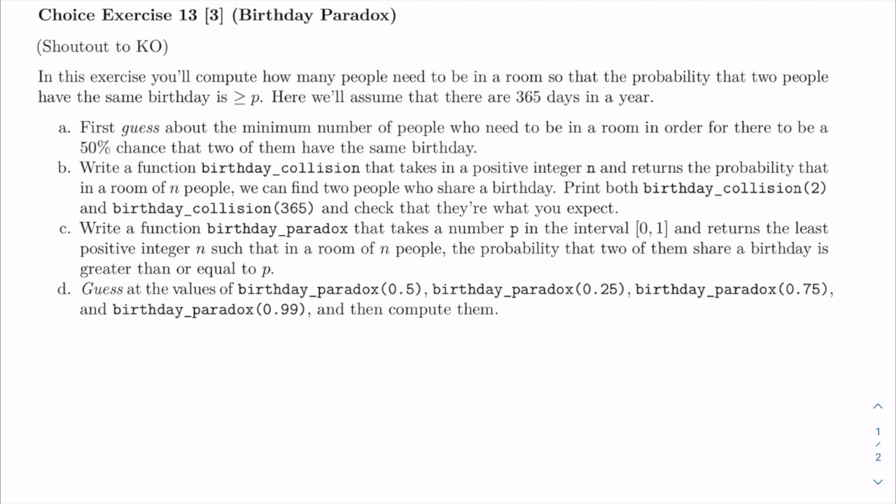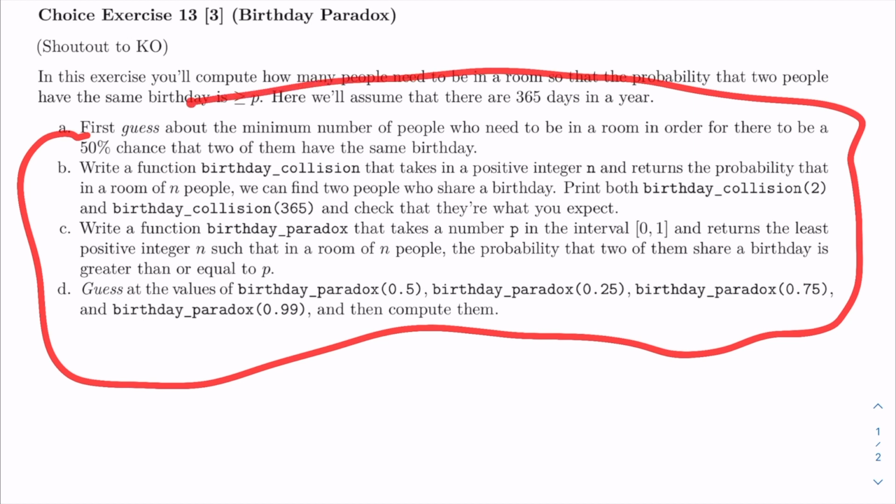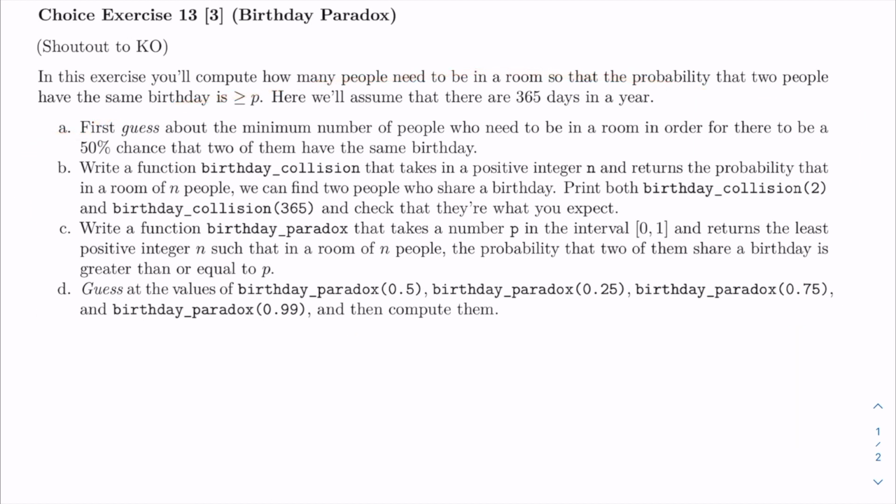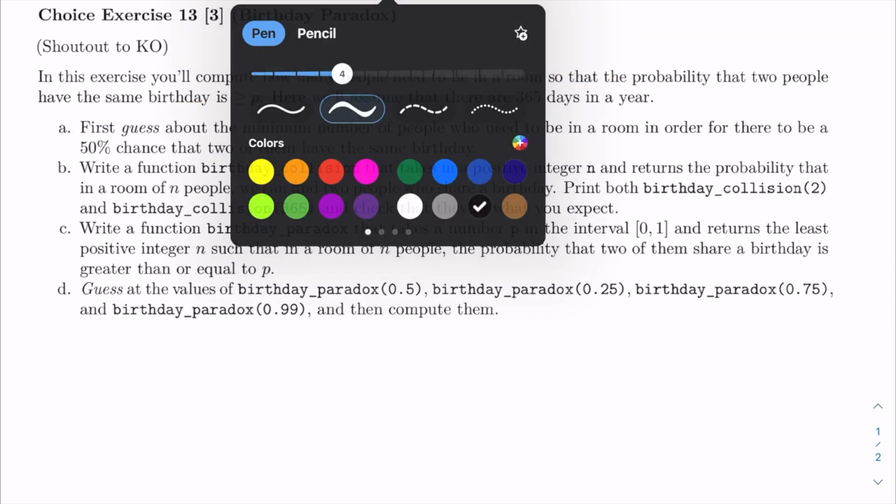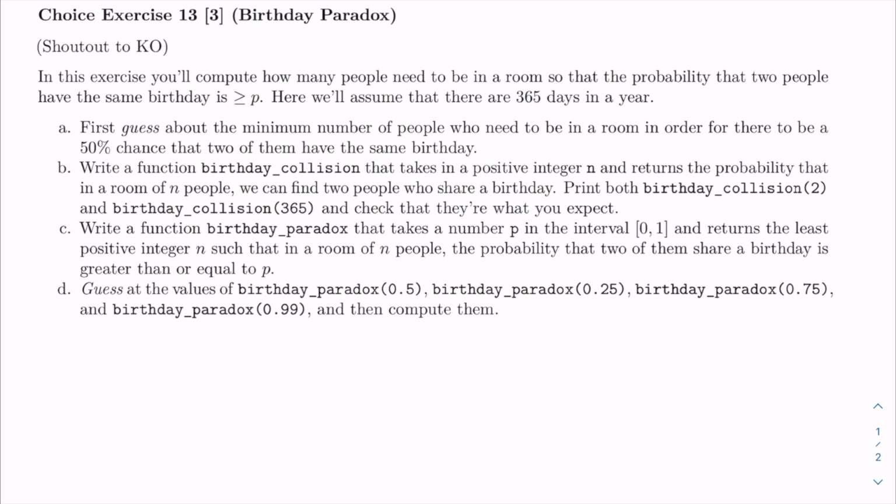Okay. So we're going to write a bunch of R code, and we're going to run a bunch of R code. But first, we're going to try and strategize what kind of R code we're going to write. The first thing that we're asked to do is create this function called birthday collision, which takes in a positive integer n and returns the probability that in a room of n people, we can find 2 people who share a birthday. Okay, and then it asks to print both birthday collision 2 and birthday collision 365.